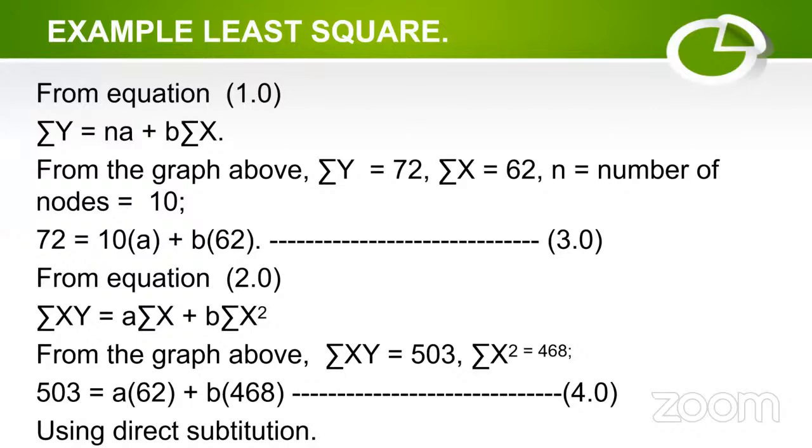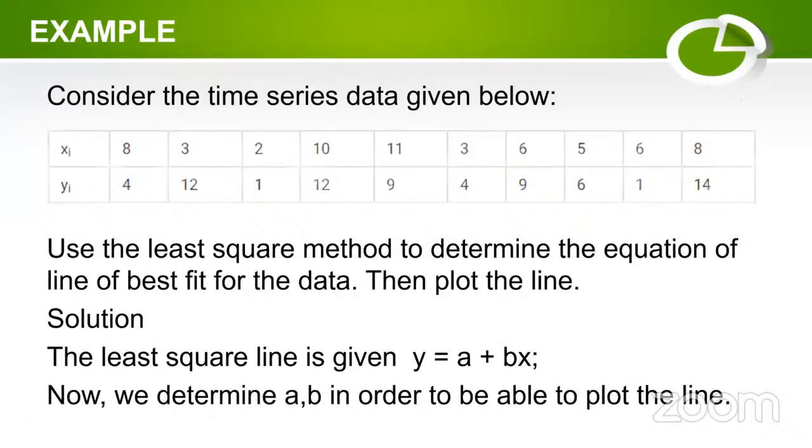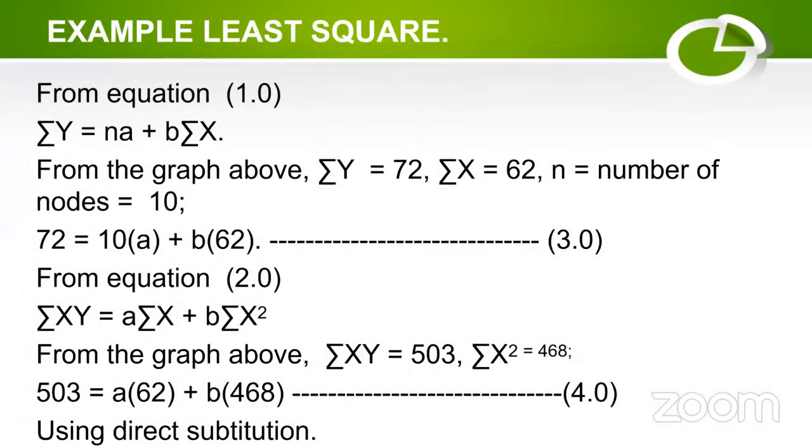Here our n is the number of nodes. From the time series data, if you count it, we have it as 1, 2, 3, 4, 5, 6, 7, 8, 9, 10. So these are the number of nodes on the graph of our experimental data. So that's what is given as our n. This is the number of nodes to be equal to 10. So we substitute all those values into our equation 1.0. We now have it as 72 is equal to 10a plus 62b.